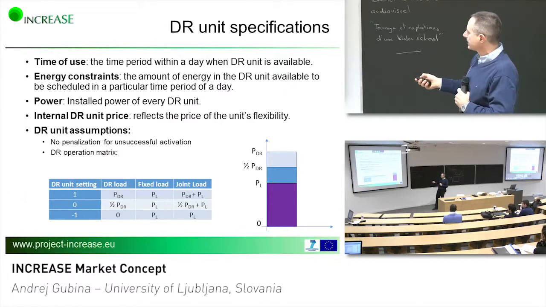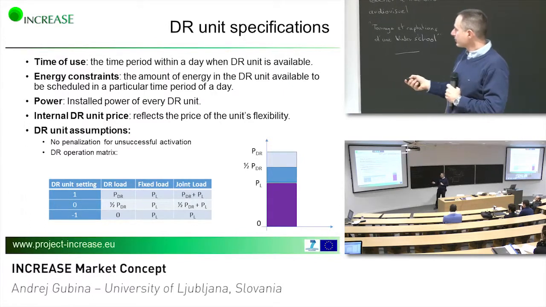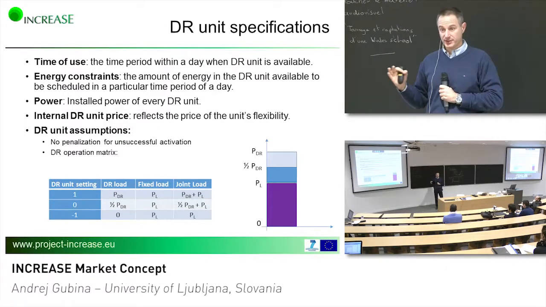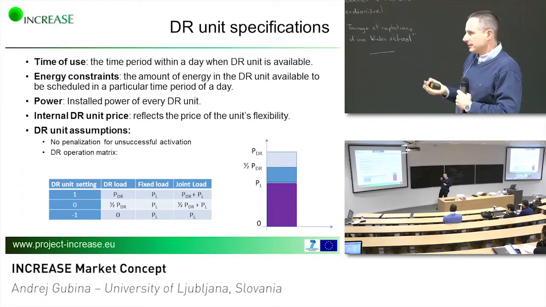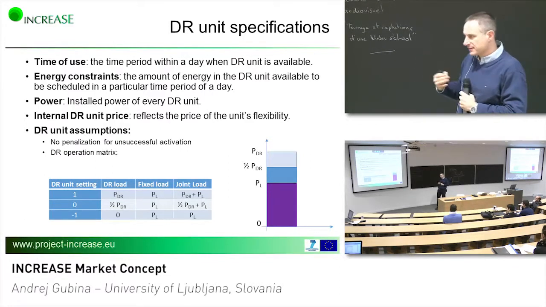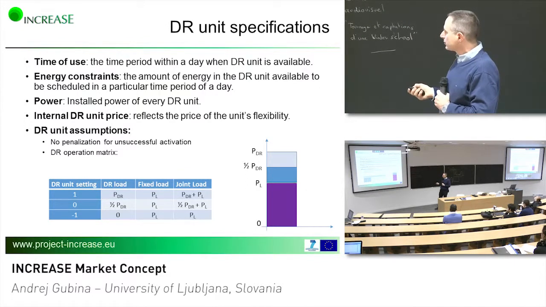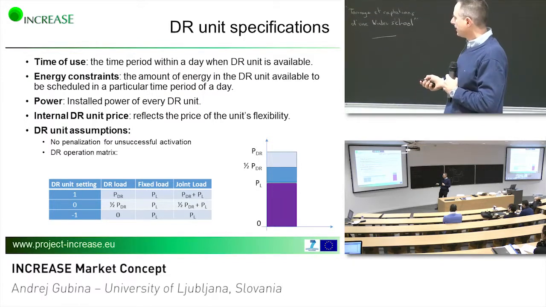So time of use, again, when is it available? This is when we use it. Energy constraints, we say, okay, there's only so much energy available during the day that, let's say, a cooling facility is available to devote to this. We assume that there's only a fixed power that it can be scheduled, not a little more.